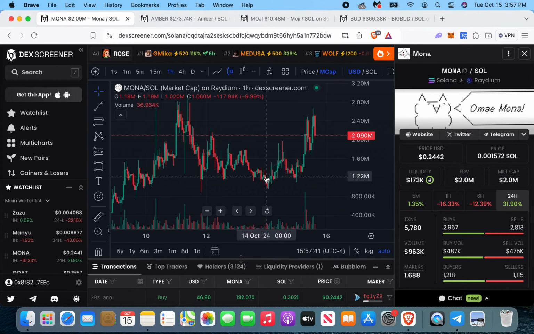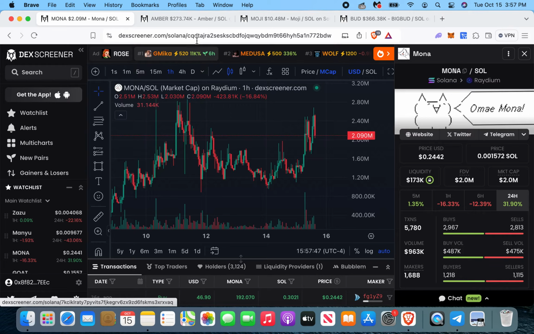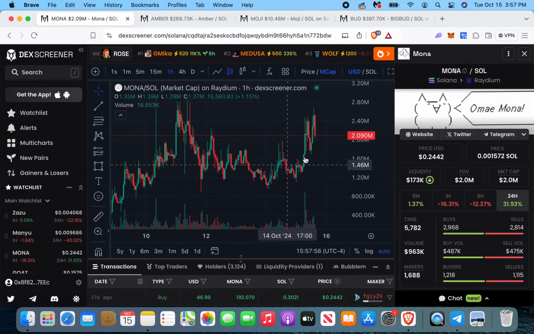Today we're going to be talking about order blocks, how to identify them, and how to trade them. So I'm on Dex Screener right now. I have opened up a couple of the coins that are trending today. I have this coin that's currently a couple of days old, and we're on the 1 hour time frame for Mona. And let's just jump right into it.